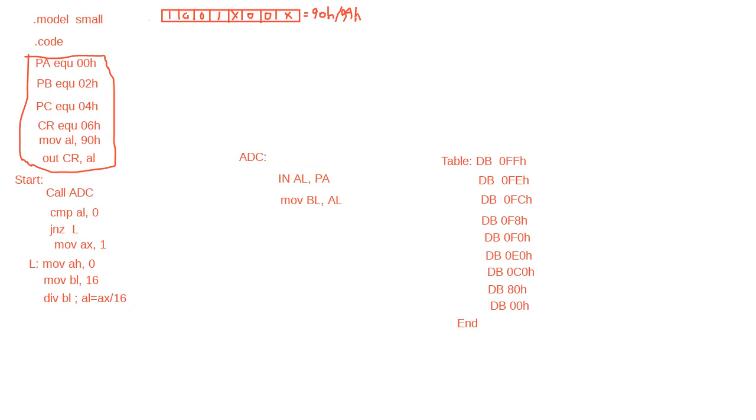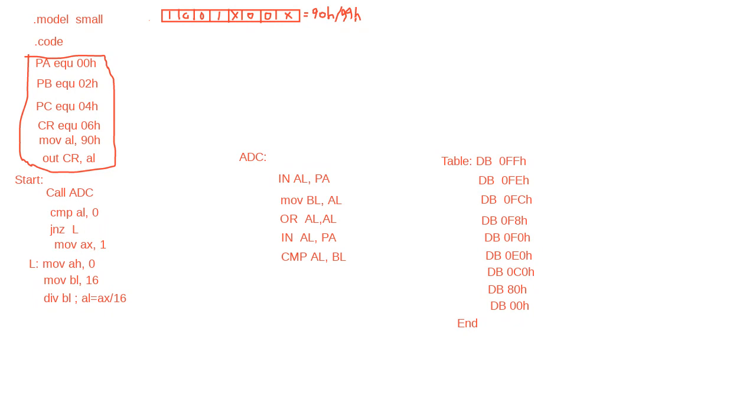Before that, actually we do something for logical OR: OR AL, AL. Okay, I'll say it later. Then again we read the data: IN AL, port A. Okay, and then compare: CMP AL, BL, because the value 1 is in BL and value 2 in AL. Compare them.